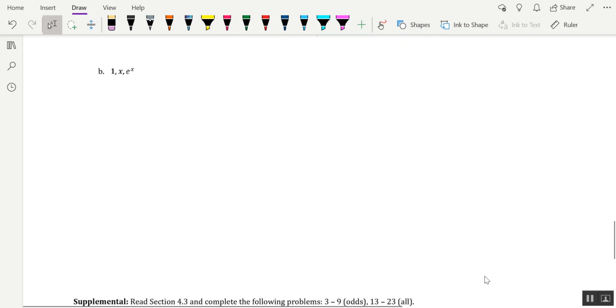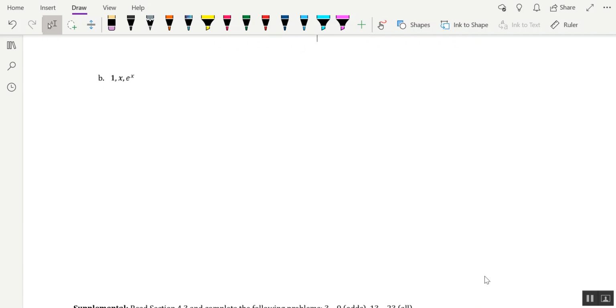It's Mr. C here, and in this video we are going to use the Wronskian to determine if this set of vectors is linearly independent. So this function right here can serve as our f sub 1, this is our f sub 2, and this is our f sub 3 vector.